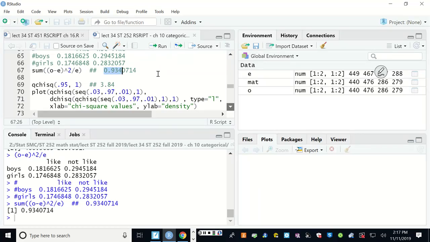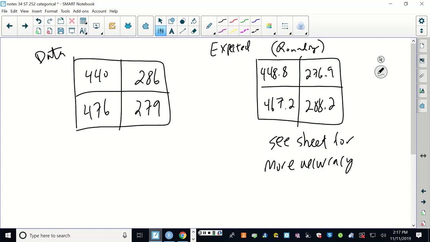Okay. So in this particular example, for judging are they independent or not, these data here produce x squared equals 0.934. And we have to decide, is that a large value if they're independent? If they really truly were independent.